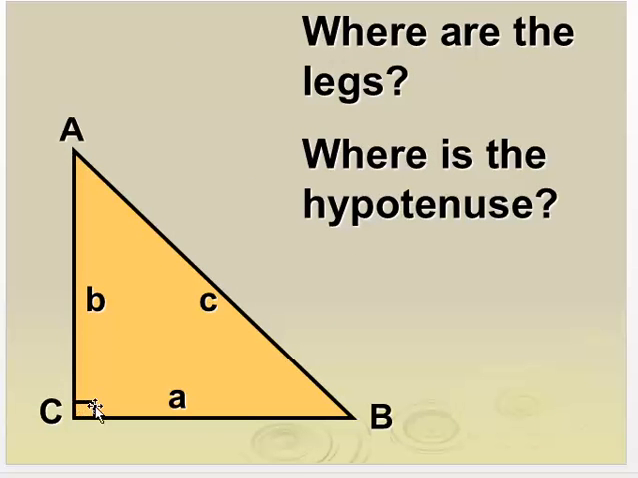So I have my right angle in the corner. Where are the legs? Remember that the legs are the ones that meet to form your right angle. So segment AC is a leg and segment BC is a leg. The hypotenuse is the side opposite that right angle, opposite your 90 degrees. Remember that when we discuss opposite, we mean across from, and adjacent is next to. So the side opposite the 90-degree angle is segment AB. This is our hypotenuse.